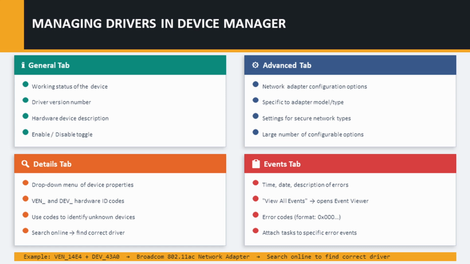Once a driver is installed, Device Manager, available through the control panel or by searching, is your primary tool for diagnosing and managing it. Device Manager's Driver Properties dialog has 4 tabs you should know. The General tab gives you the most important at-a-glance information: whether the device is working correctly, the driver version number, useful for verifying you have the right version or confirming a recent update changed something, and the option to enable or disable the device. The Advanced tab provides adapter-specific configuration options.